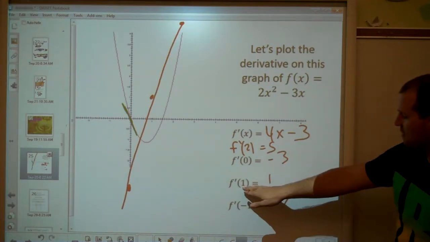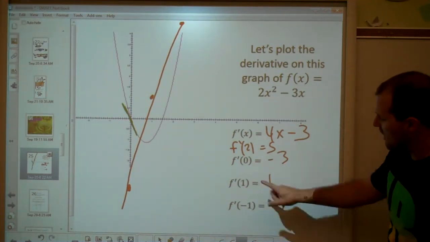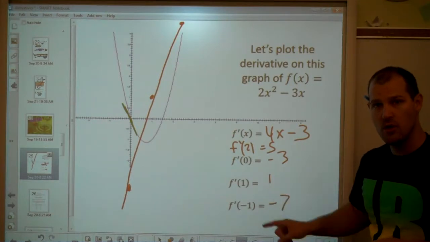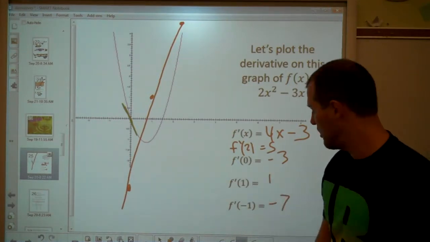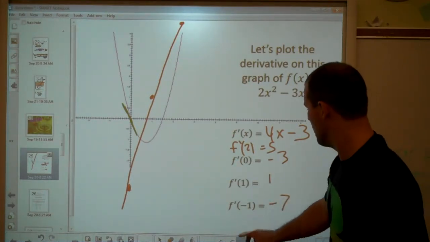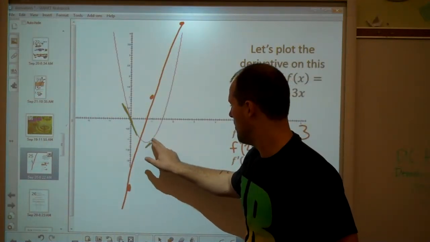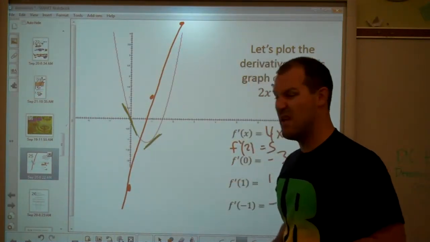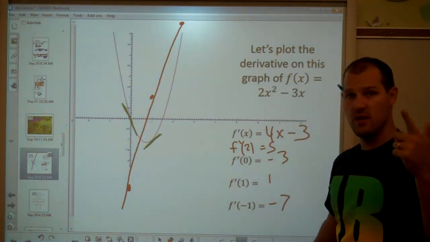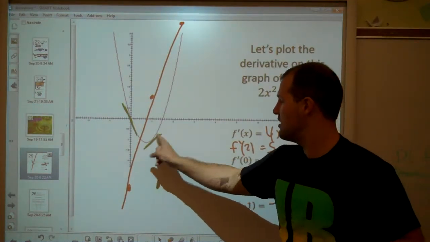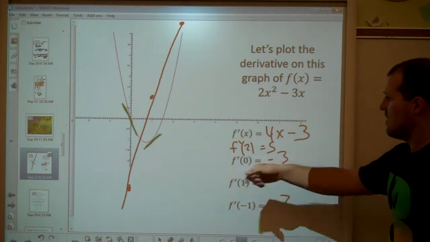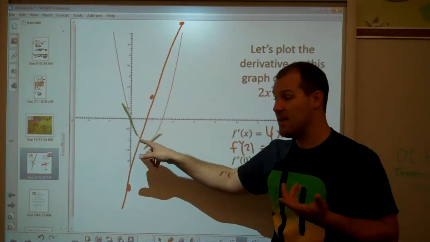Let's test another point and see if it still holds up. Okay, let's try this one. f prime of 1 equals 1. If I go to an x value of 1, the slope, or the rate of change of this function at that point, should be 1. Let's see if that's true. Go to 1. 1 is right here. Go to my function. Draw in my tangent. Does that look like a positive slope, and does it look like it's 1? Notice how this is not as steep as the negative 3 is. And that makes sense.